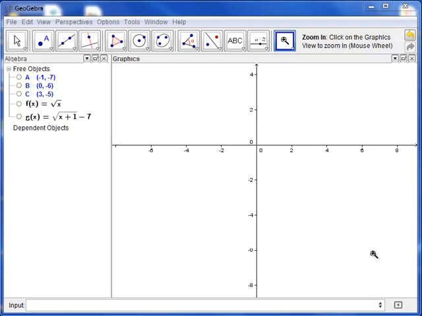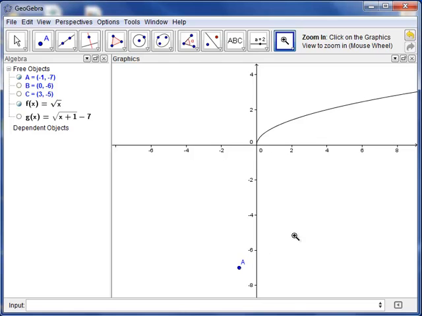Okay, now we'll use GeoGebra to graph this function. We would start with the basic graph y equals square root of x. It starts at 0, 0, extends upward to the right, and goes through the points 1, 1, 4, 2, and 9, 3, for example. Now we're going to shift this 1 unit to the left and 7 units downward to begin at the point -1, -7.